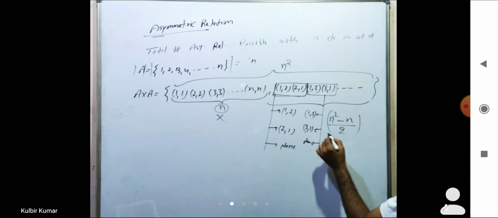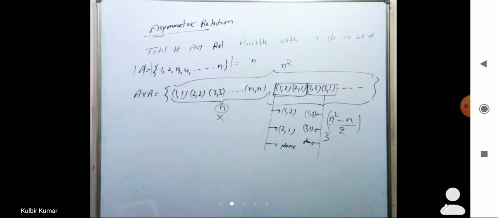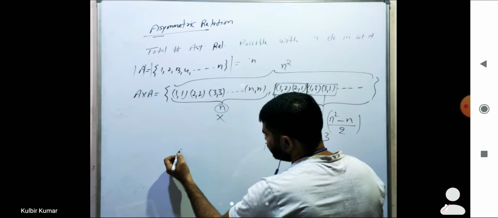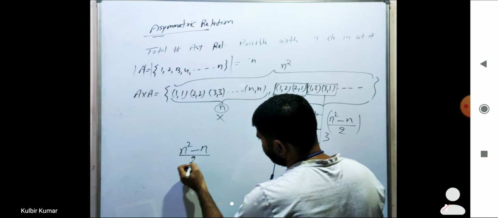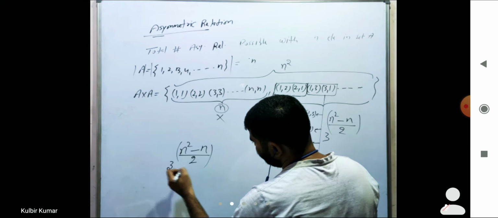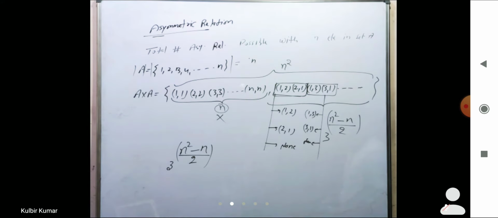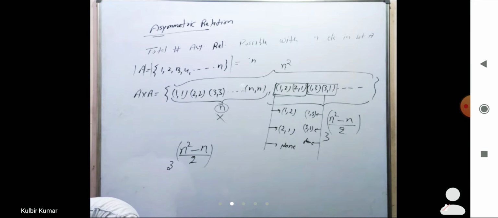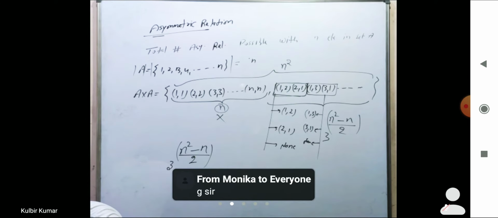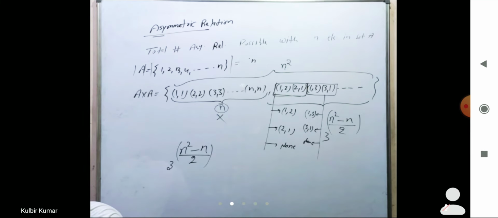So finally we can say it is 3 power (n square minus n) divided by 2. The exponent is (n square minus n) divided by 2, and the base is 3. So it is clear. Yeah, what about others?